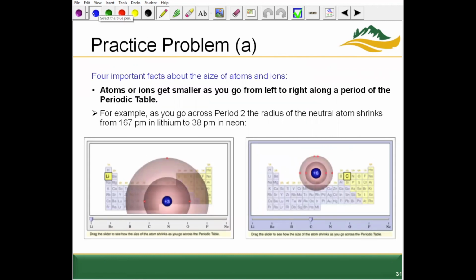Before getting into that, let's go over these facts about atomic radii. We've gone through most of this, but I want to talk through these 4 important facts. Number 1 is that the atoms or ions get smaller as we go from left to right along a period of the periodic table. So within one period or one row, we get larger on the left-hand side and it decreases in size as we go from left to right. Lithium, for example, within the same period as carbon, is further left, so it's going to be larger than carbon that is further towards the right.